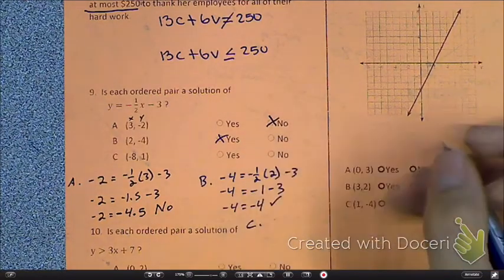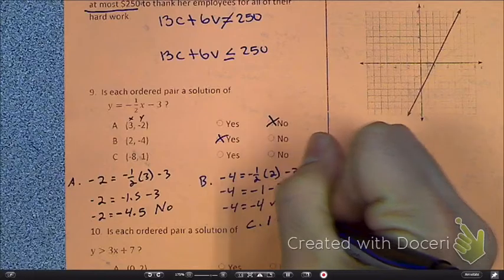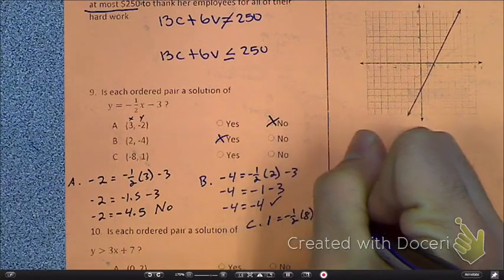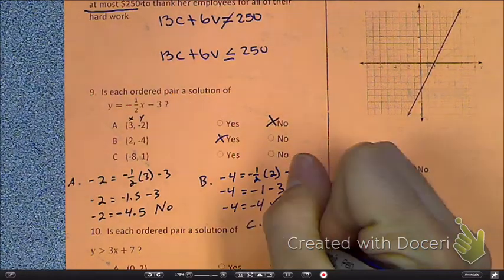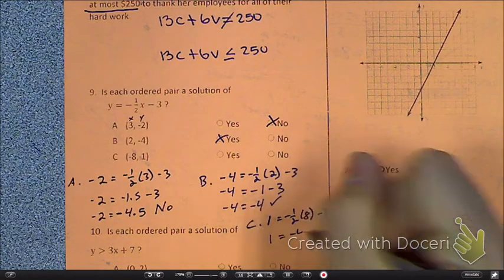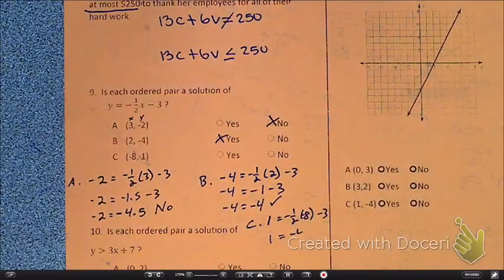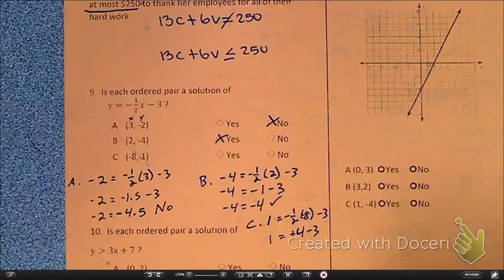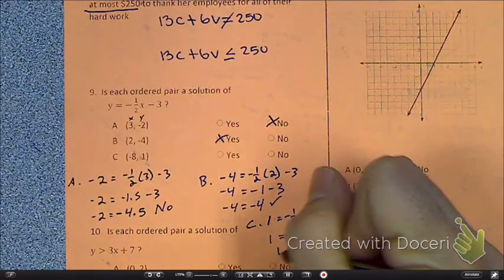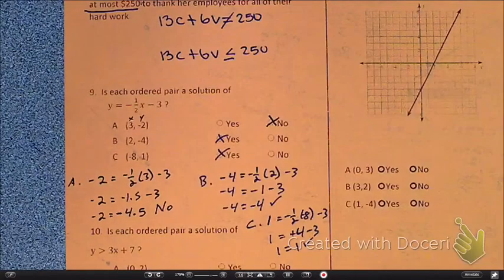For part C, you get 1 equals negative 1/2 times 8 minus 3. What is the negative half of 8? Well, that's a negative 8, isn't it? What is a negative half of a negative 8? Positive 4. Positive 4 minus 3 is 1. Does 1 equal 1? That one was weird.